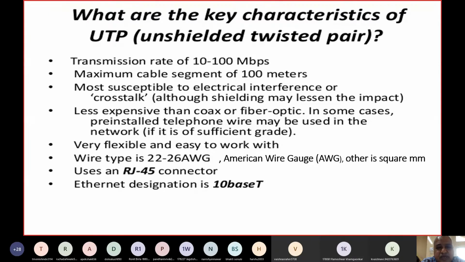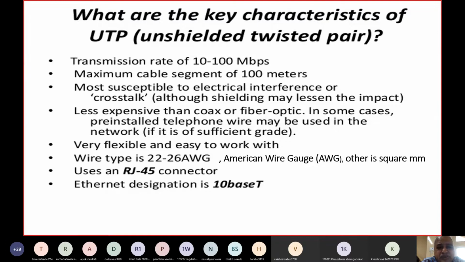Most susceptible to electrical interference or crosstalk. That is, when one signal interferes with the other, we normally call it crosstalk, and that is possible, crosstalk can exist, and to overcome or reduce the crosstalk, the wires are normally twisted. Less expensive than coaxial cable or fiber optic.